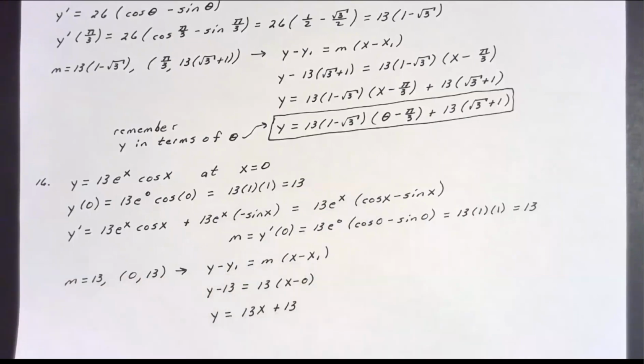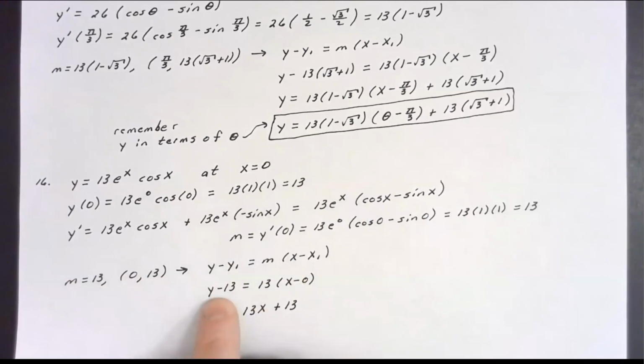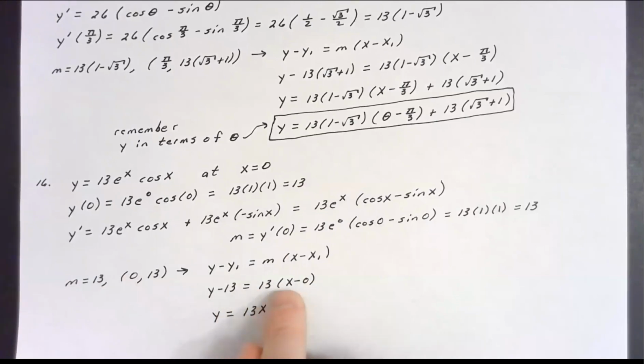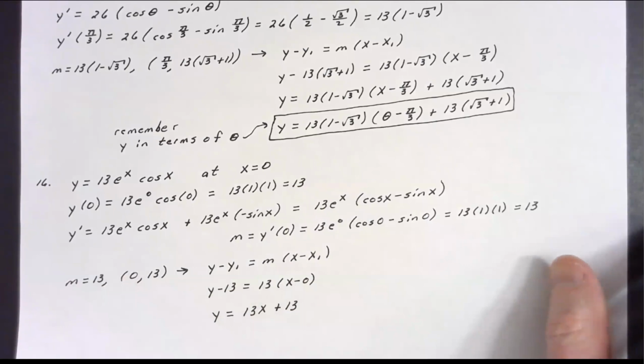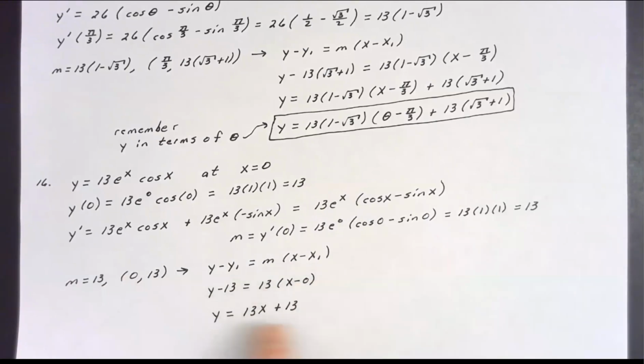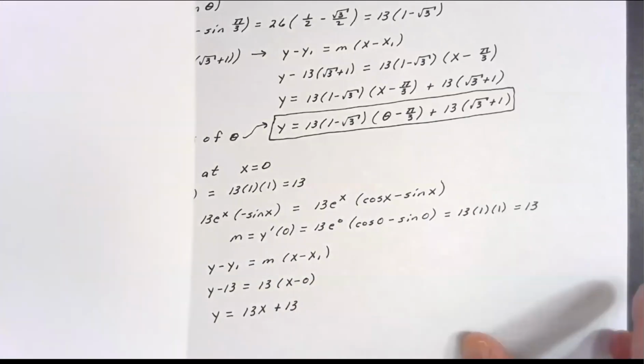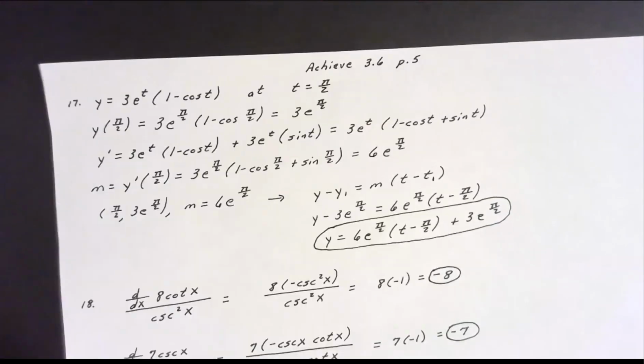Plug that into your point slope formula. You get y minus 13 is equal to 13 times x minus 0. That would give me y equals 13x plus 13 for my final formula there. Pretty straightforward. Once you get down to the equation, that's one of our easier point slope equations.